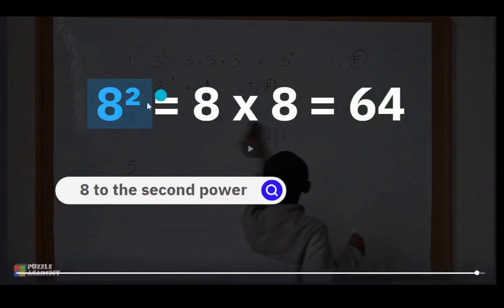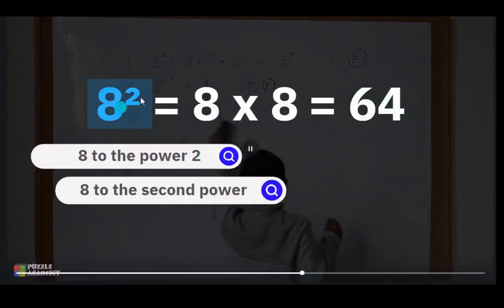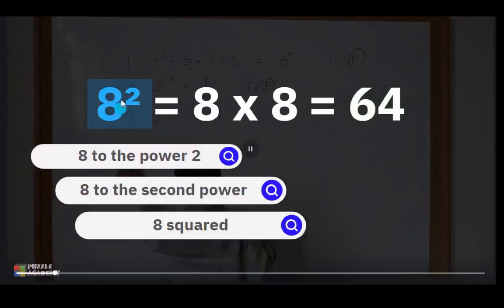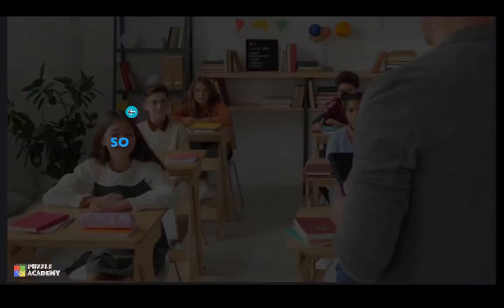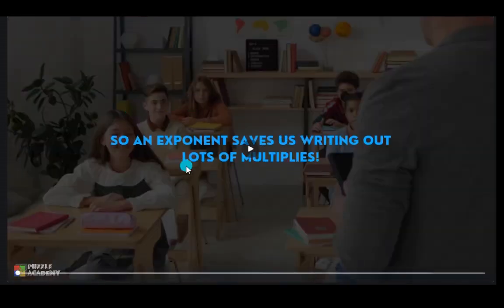In other words, ang ibang term ng 8 squared ay 8 to the second power. Pwede rin siyang tawagin na 8 to the power of 2. Also, pwede rin siyang tawagin na 8 squared. So, maraming tawag dito sa base at saka exponent na given dito. Exponents are also called power or indices. So, an exponent saves us writing out lots of multiplies.